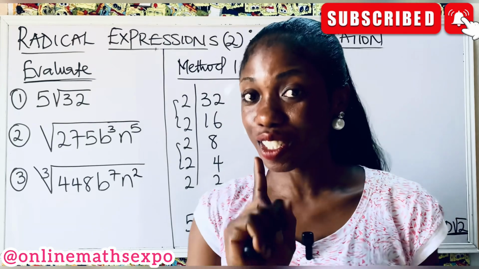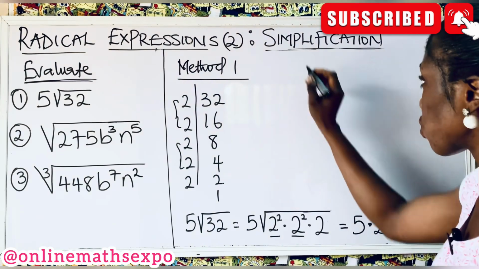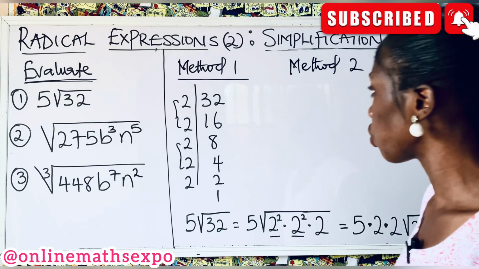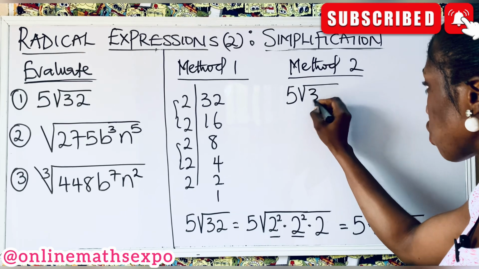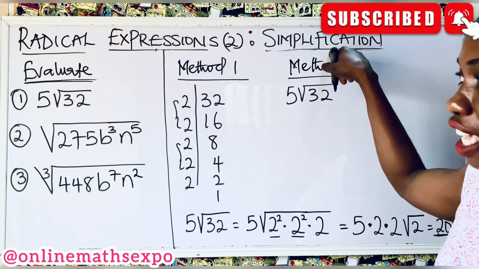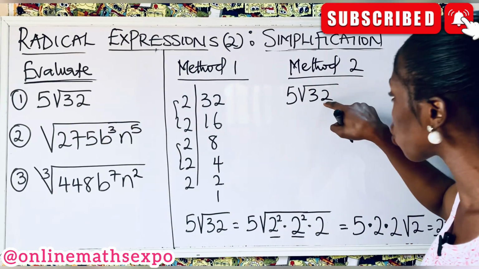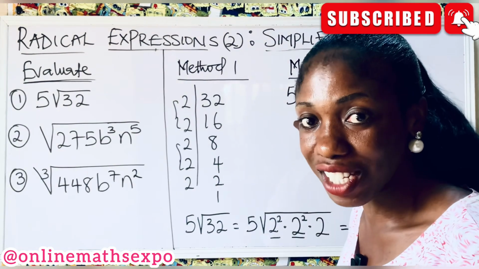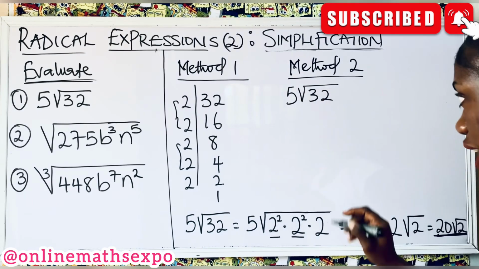The second method, if you are okay with perfect squares, this method is for you. So we're going to have method 2. What do we do there? What we have there is 5 root 32. Remember, to simplify is because there is a perfect square in it. So we're going to bring out the perfect square in this 32. And the only perfect square in 32 here is 16. That's the perfect square we can get there.